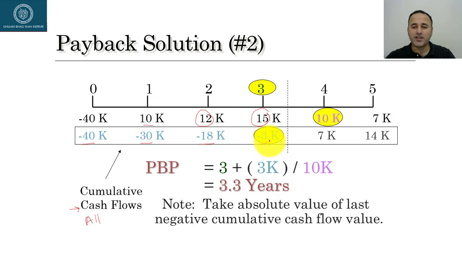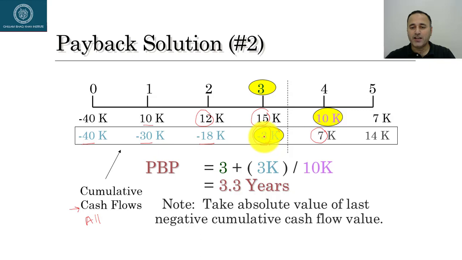So this $3,000 goes into the fourth year. Whenever the cumulative cash flow changes sign, from minus to plus, it means that at the end of the fourth year I'm making $7,000. How? Because 10,000 plus 12,000 is 22, 22 plus 15 is 37, 37 plus 10 is 47, and my initial investment is $40,000, so 47 minus 40,000 is $7,000.